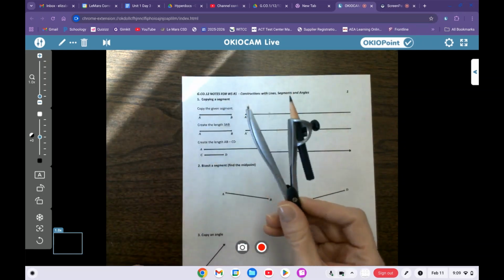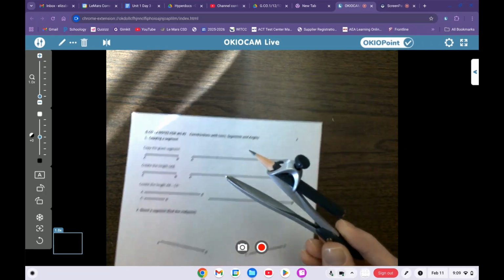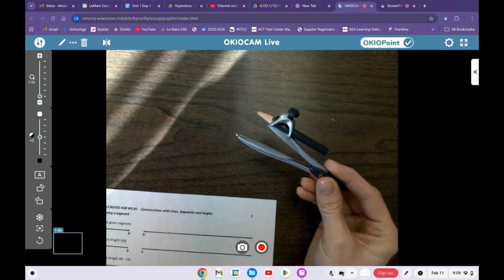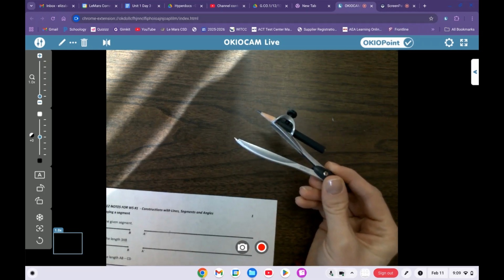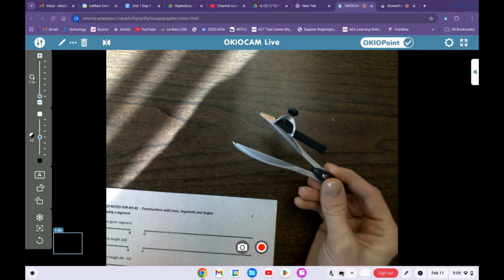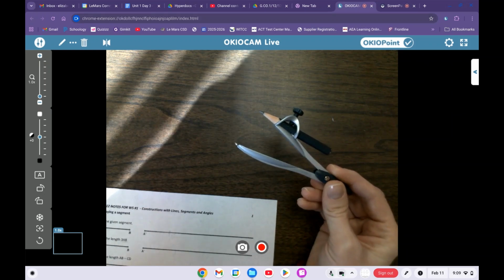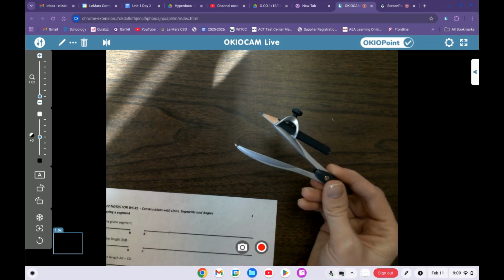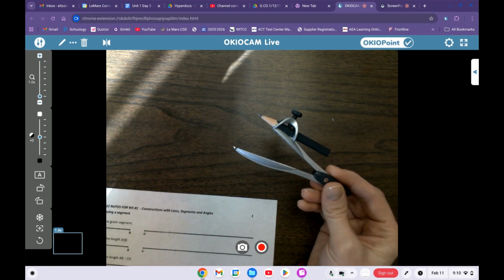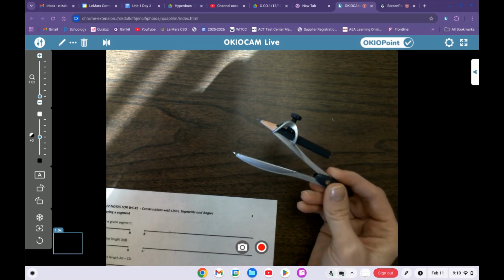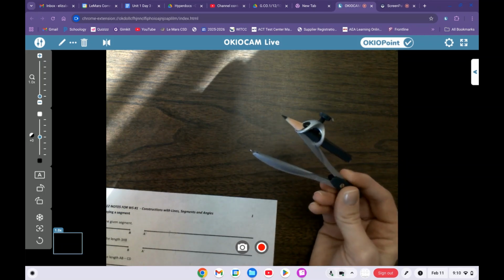Okay, does anyone know what this is called? Okay, this is called a compass, all right? We use compasses in geometry to help us measure things, okay? Because I didn't give you guys a ruler today. I didn't give you anything that has numbers on it so that you're able to actually measure something. So we're going to use our compass to help us do our measuring, okay? So that's what this tool is going to be used for.